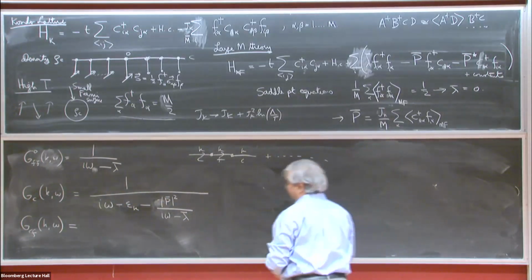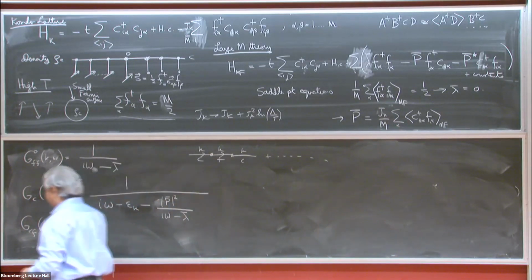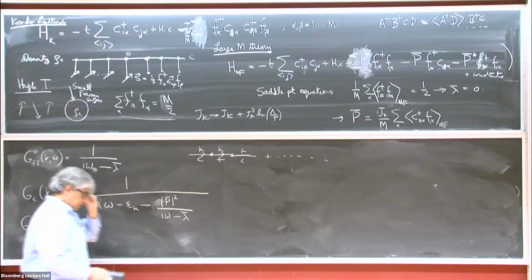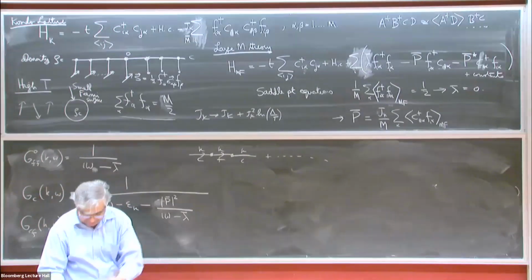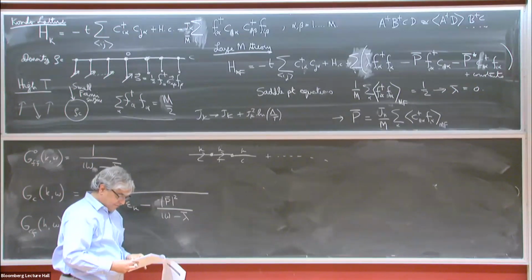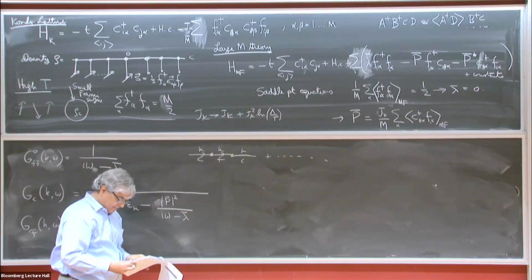Now it won't be as simple. We won't just put lambda bar equal to 0. We'll have to worry about what lambda bar is. So let me just write down all the Green's functions. That's pre-fermion. So the band theory.